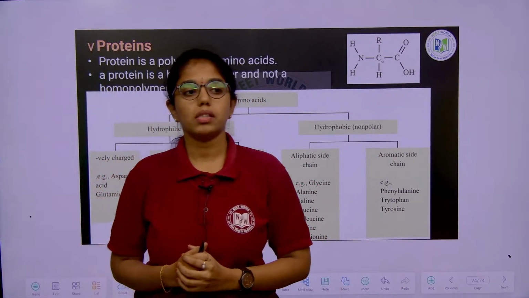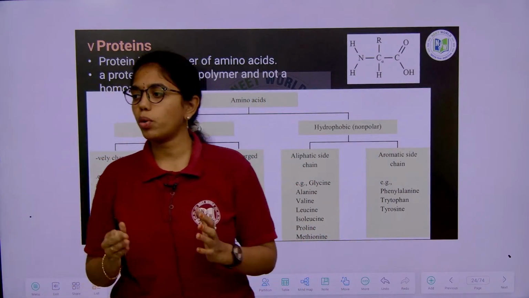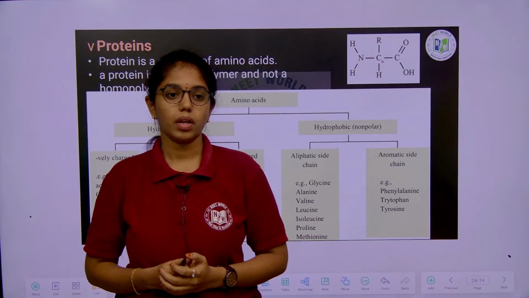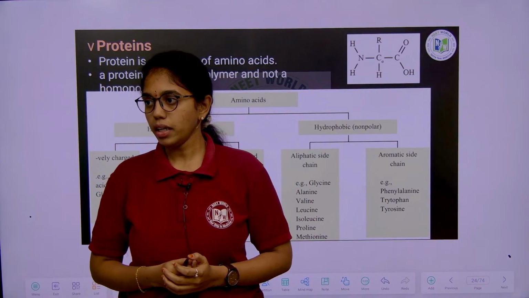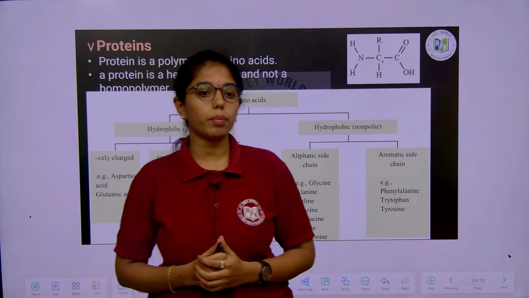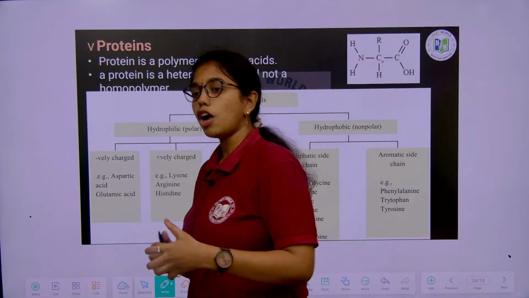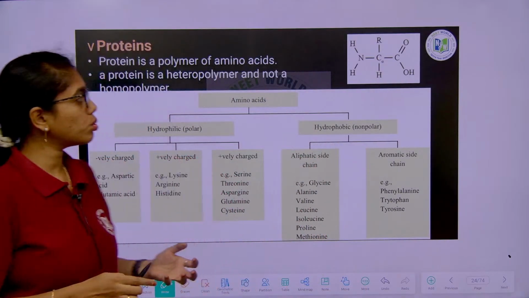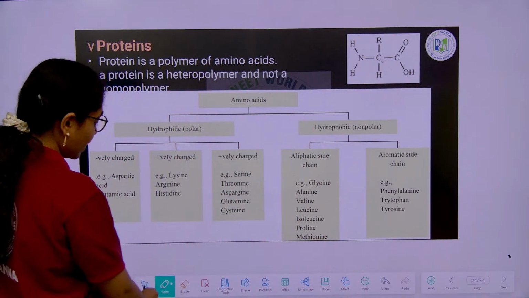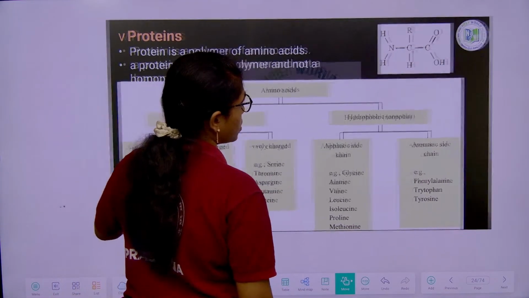Starting with proteins. What do you address a protein as? Protein is otherwise called as what? Polypeptide chain, right? So what are the building blocks of the proteins? Amino acids are the building blocks of the proteins. How many different types of amino acids do you see? 20 different types of amino acids.